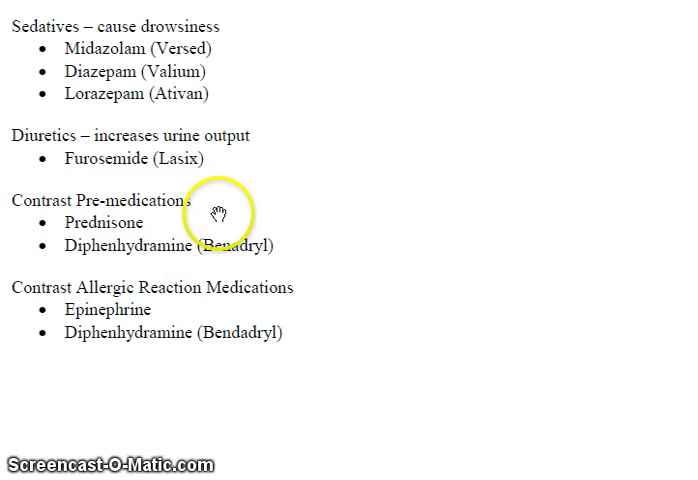Contrast pre-medications. The way I remember this is a pre-medication is the prednisone. So they start with the letters PRE. Contrast pre-medications would be prednisone and Benadryl. Whereas if the patient does have an allergic reaction and what to do after the fact, that would be epinephrine and Benadryl. So both of these would include Benadryl, but your pre-medication would be prednisone, which is a steroid. But if there is an allergic reaction, you can give epinephrine.